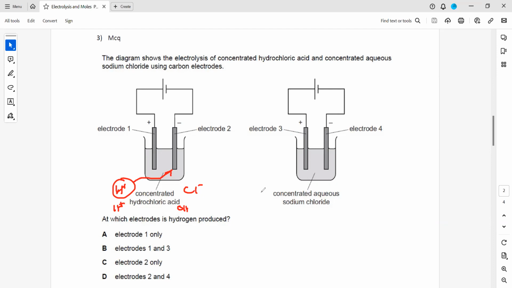And if you are using aqueous sodium chloride, concentrated, there is sodium ion, chloride ion, hydrogen ion, and hydroxide ion. Here hydrogen is less reactive, so it will be attracted towards the cathode as well. So electrode 2 and electrode 4 will both discharge hydrogen. So electrodes 2 and 4 match with option D.